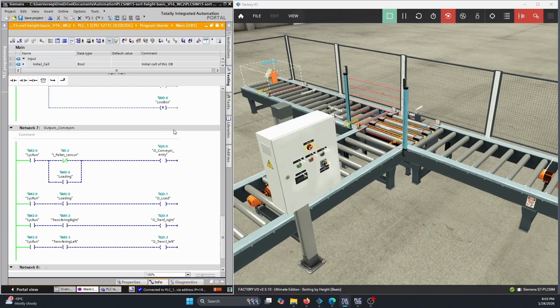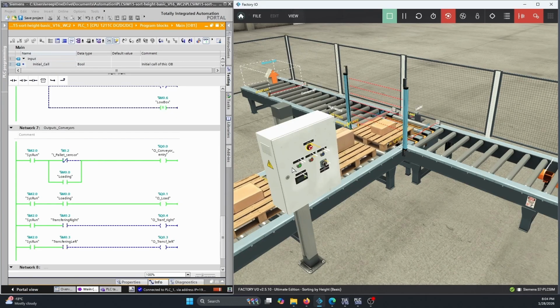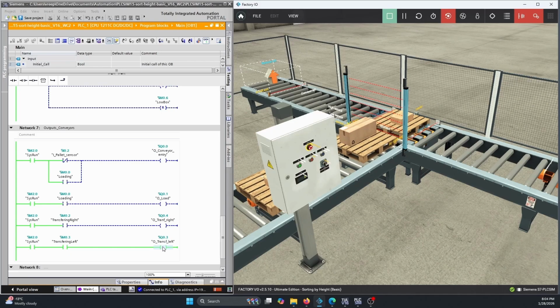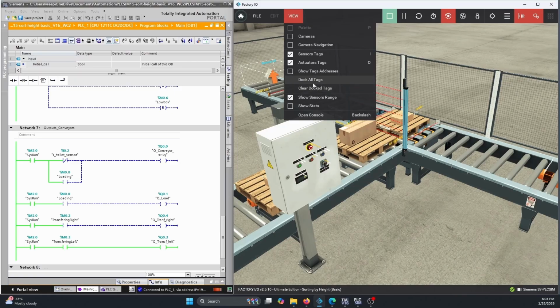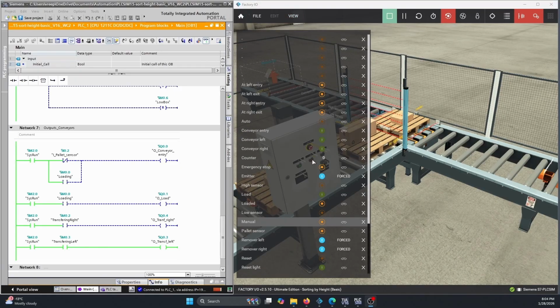Okay, let's try that, guys. So let's hit play and see what happens from here. Okay, so we got a low box. Beautiful, stop there. Okay, it looks like we're transferring left. Let's stop color tags. I don't actually see it. Hang on, let's scroll down here.